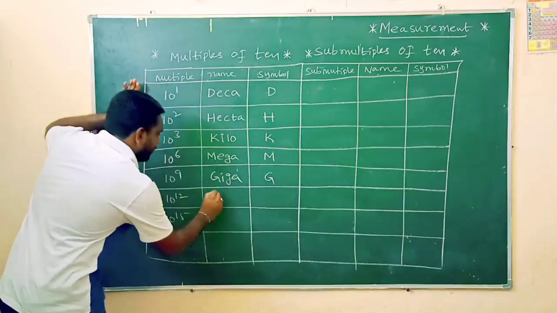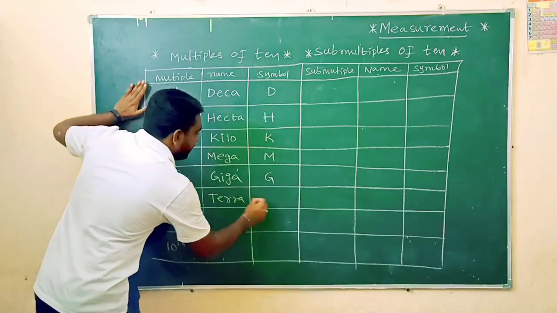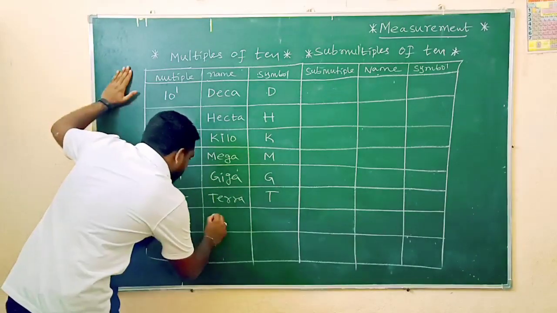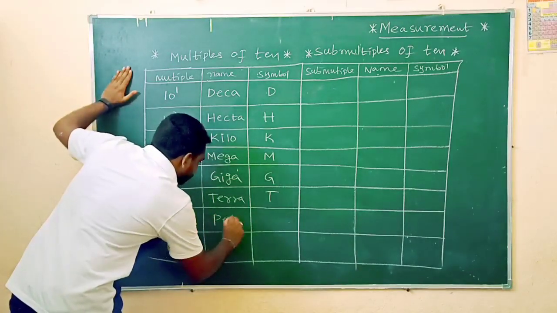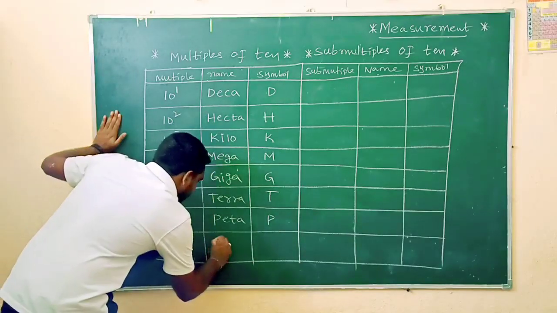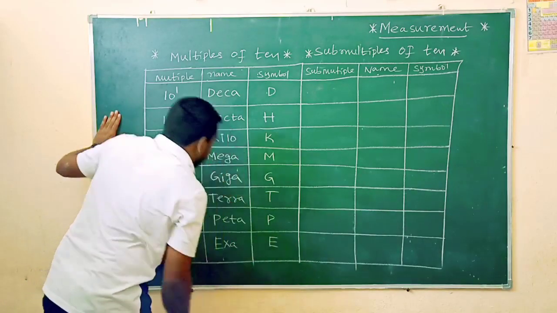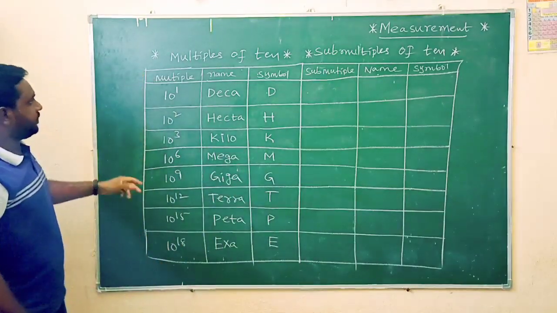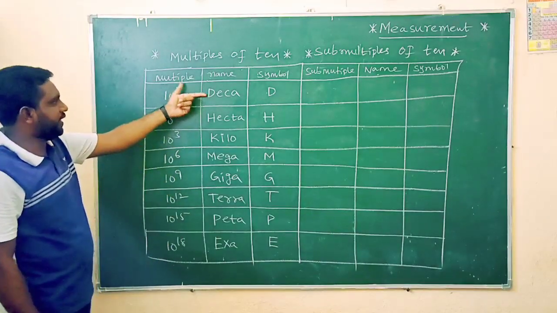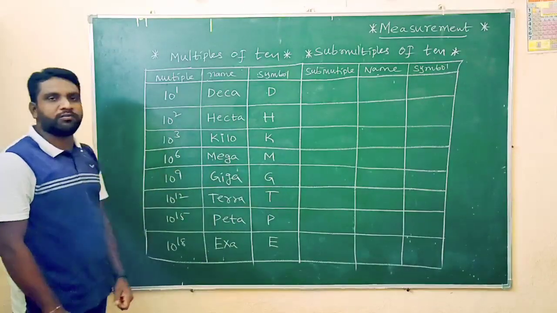10 to the power of 12, this is known as tera, denoted with capital T. And at the same time 10 to the power of 15 means what here? Peta, capital P. 10 to the power of 18, last one, exa, denoted with capital E. So these are all the types of multiples of 10 and their specific names and their symbols. So these are nothing but multiples of 10.